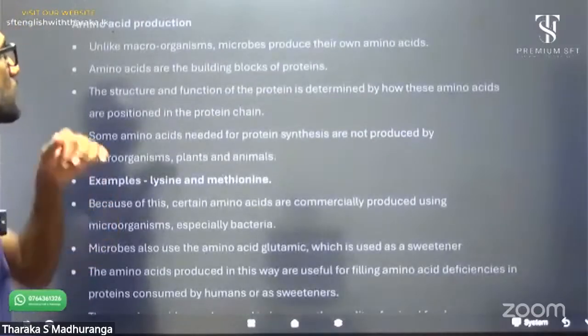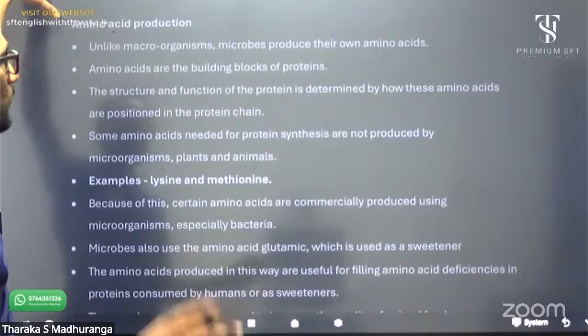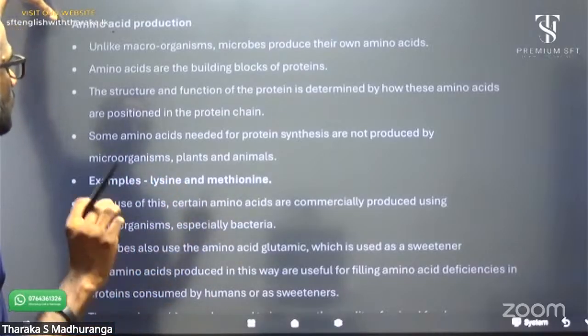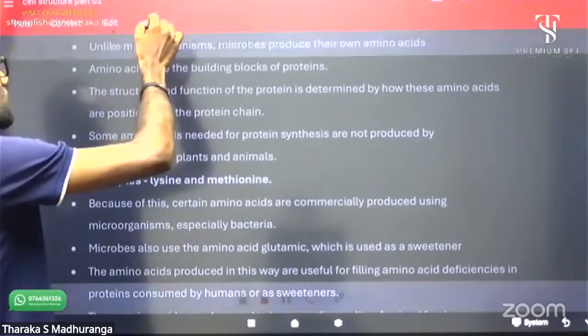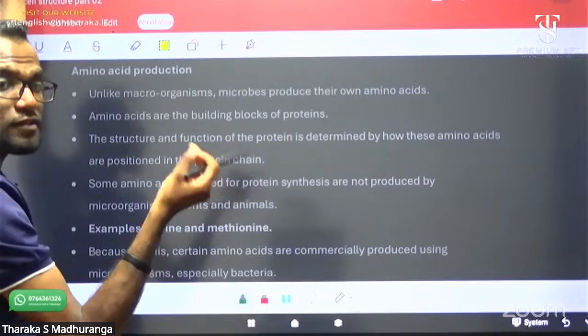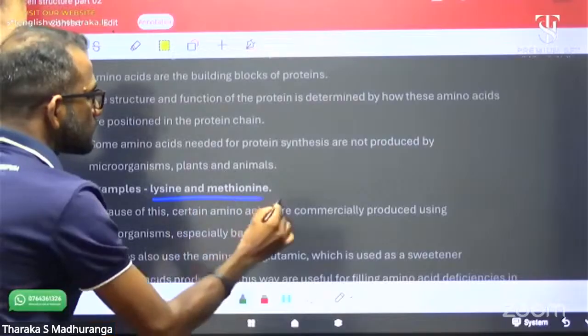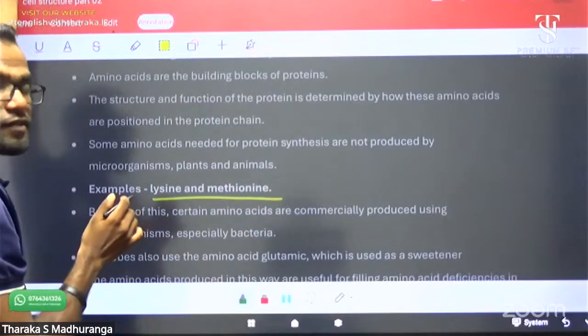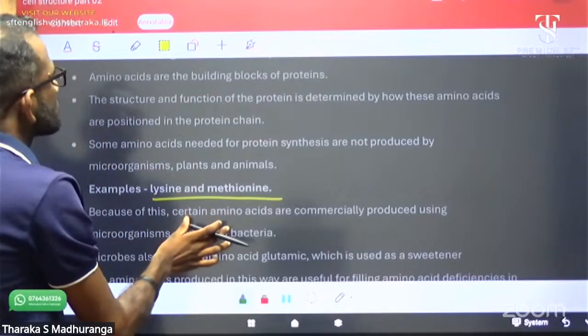Okay, this amino acid production is not very important. Normally microorganisms are used for different amino acid production, sometimes essential amino acid production. Essential amino acid means an amino acid that we can't produce in our body. As examples, lysine and methionine are essential amino acids.